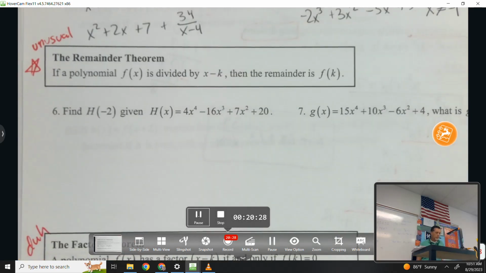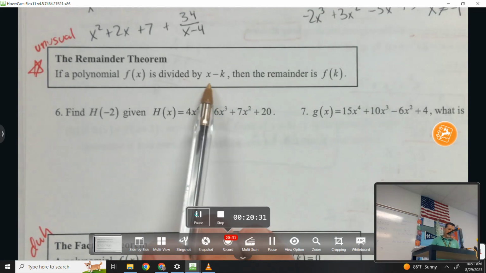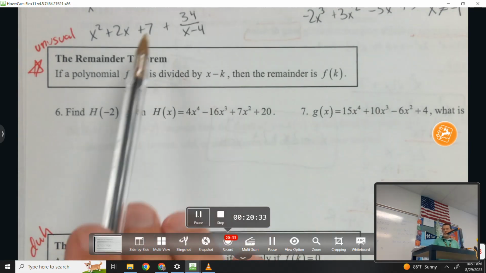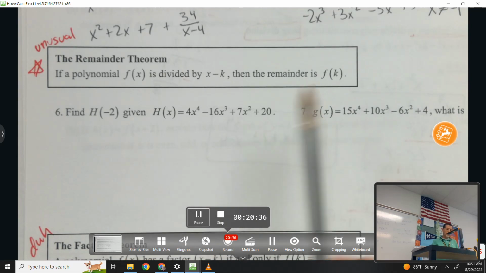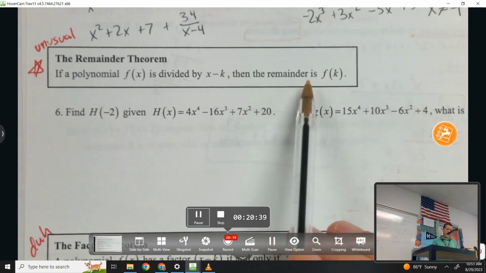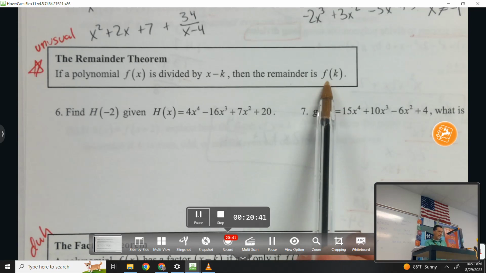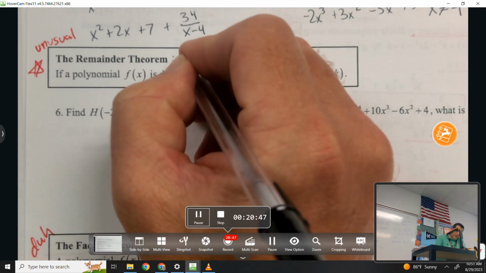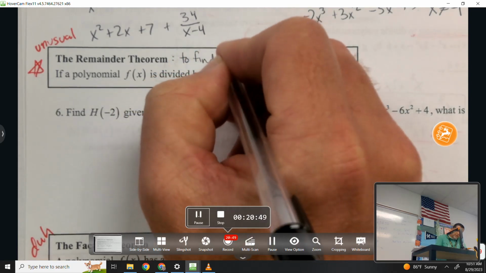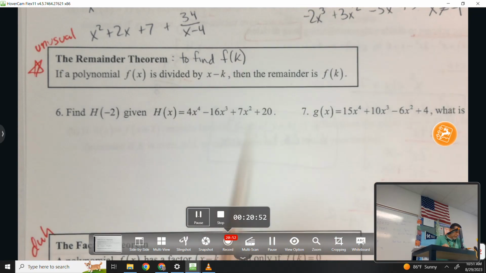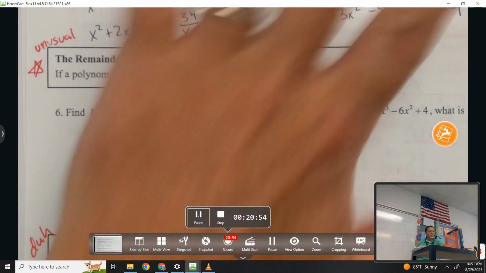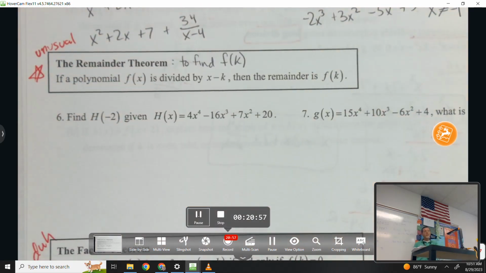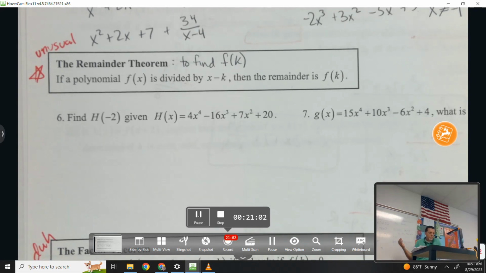The remainder theorem. If a polynomial is divided by x minus k, all right, that's what we've been doing, whether long division or synthetic division, the remainder is the same thing as f of k. Let me reword that to maybe make it sound better. To find f of k, what would you normally do? Forget all this division stuff. If I gave you a function and I asked for f of 3, what would you do? Plug in 3, right? Of course you would. This is a different way to plug in k.